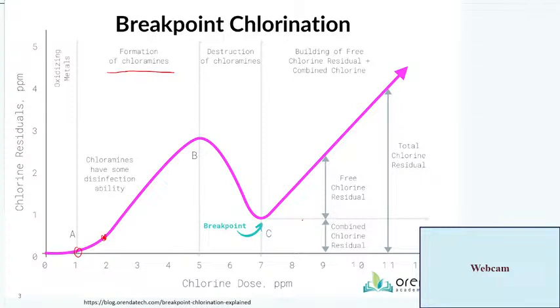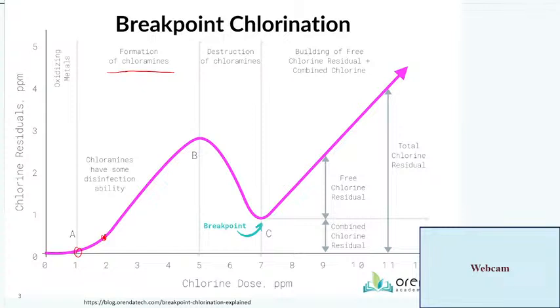At some point, we've broken through all that demand, and now we have a little bit of chloramine. Some of it's just been destroyed altogether, and then anything we add is now free chlorine residual. So for some time, we don't have much free chlorine because some of this is free chlorine, some of it's chloramines. That goes away, and then from here on out, anything we add is going to be free chlorine.